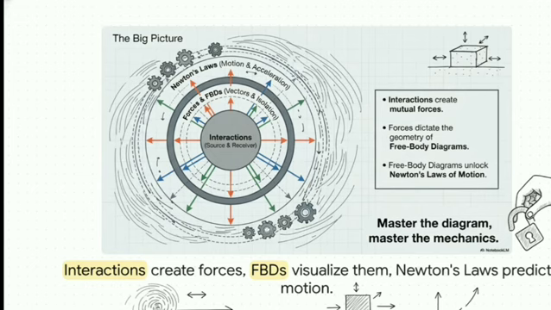And this chart right here, this is the entire workflow. It all begins with the physical interaction between objects. That interaction creates forces. We then use a free body diagram to isolate and visualize those forces. And that diagram is the key that unlocks our ability to apply Newton's laws and actually predict the motion. It's just an elegant and powerful process.